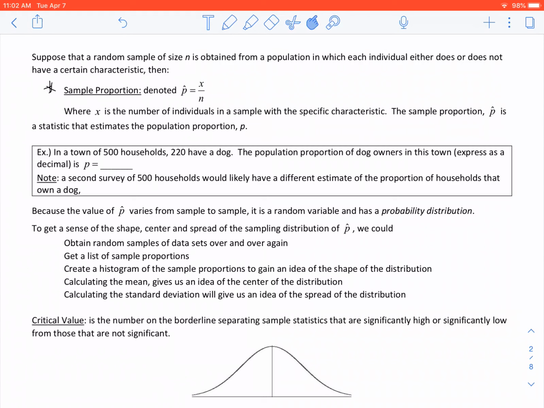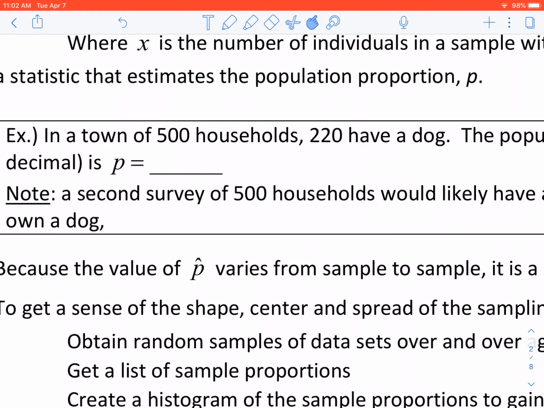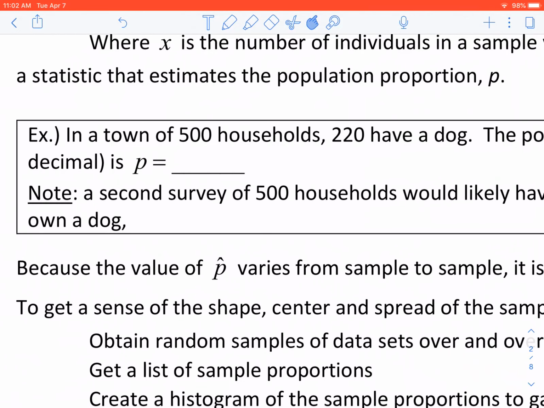It says, in a town of 500 households, 220 have a dog. The population proportion of dog owners in this town, expressed as a decimal, is. So we're going to take our 220 and divide by 500.